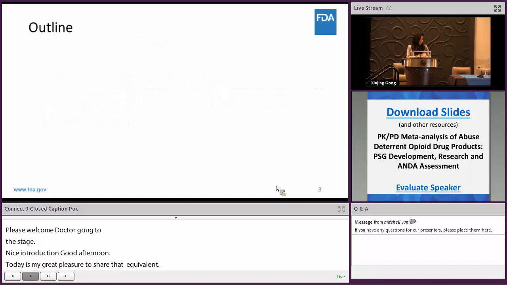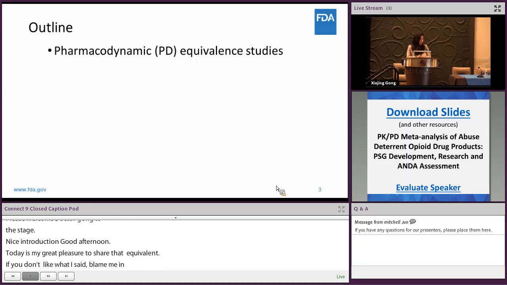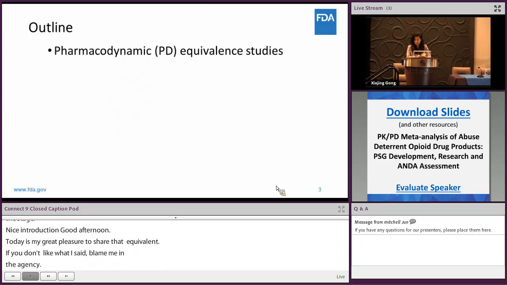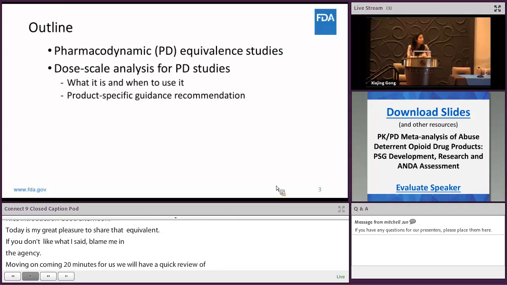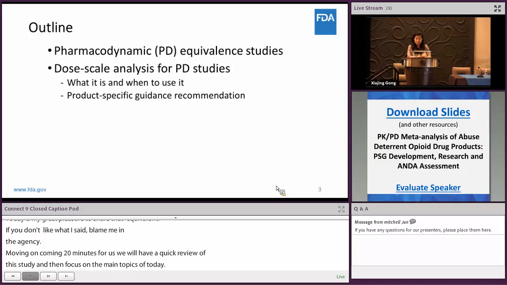All right. Moving on. In the coming about 20 minutes, first we will have a quick review of the PD-BE study, as this is the foundation of this talk, and then focus on the main topic of today, dose-scale analysis for PD studies. Specifically, we'll talk about what dose-scale analysis is and when to use it, and how it's recommended in the product-specific guidance.